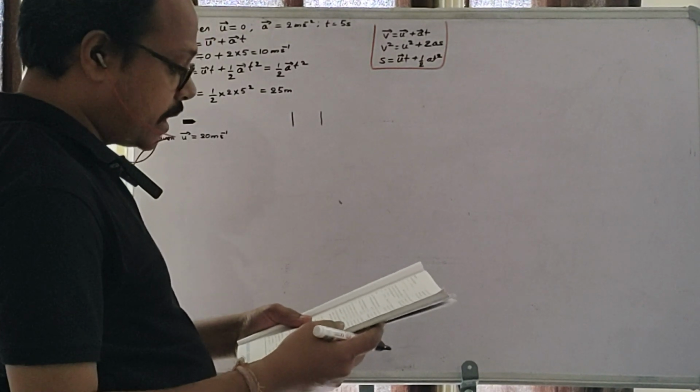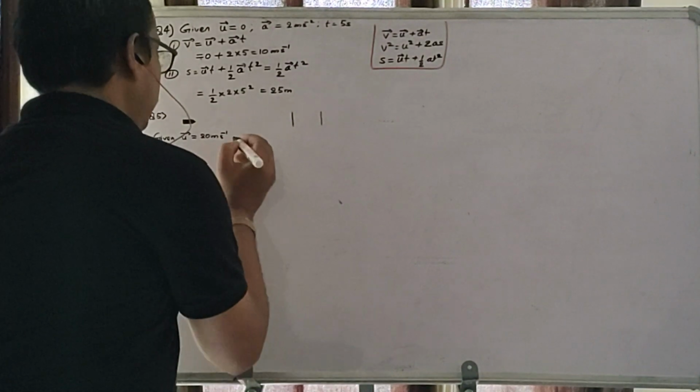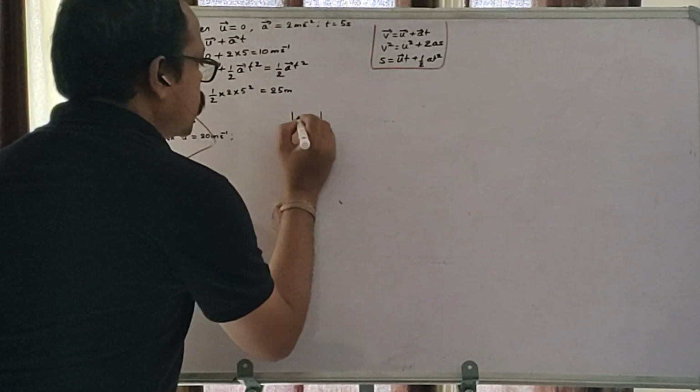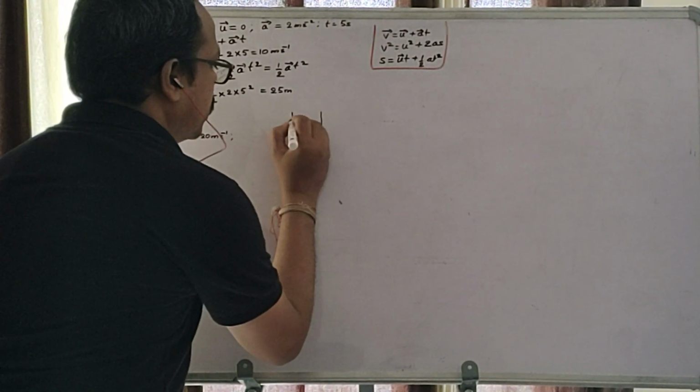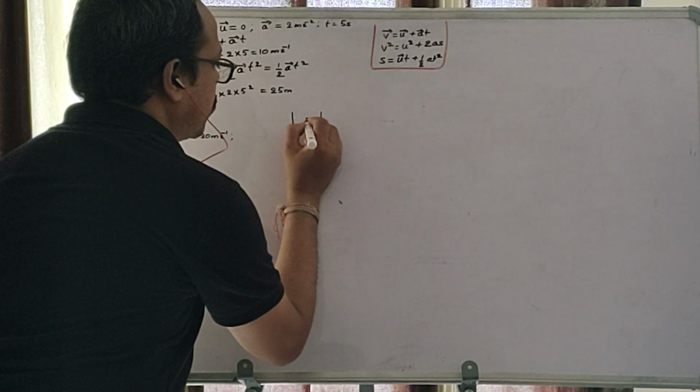It strikes a target and comes to rest after penetrating a distance. Comes to rest. Okay. So after hitting this, suppose the bullet penetrated, it went here, right? It went here.